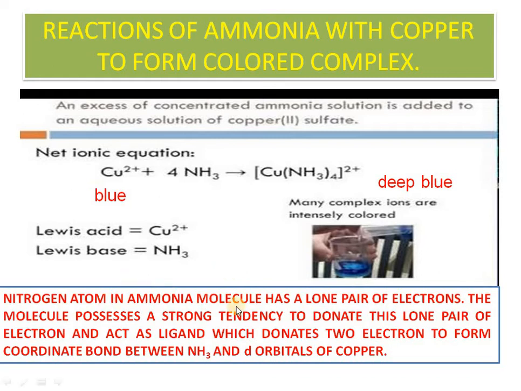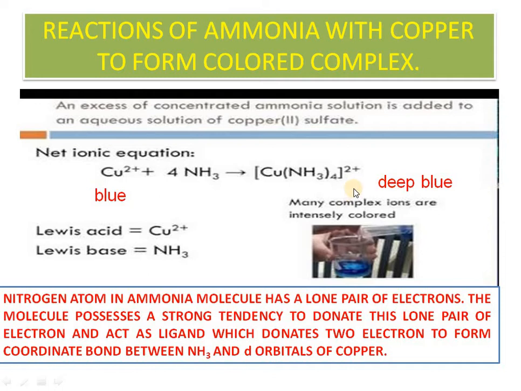The nitrogen atom in the ammonia molecule has a lone pair of electrons. The molecule has a strong tendency to donate this lone pair and act as a ligand, donating 2 electrons to form a coordinate bond between ammonia and the d orbitals of copper. This is the theory behind the complex formation, where copper is the central metal atom and ammonia is a ligand. Copper has d orbitals, therefore the bonds are formed, and this complex is soluble and therefore deep blue.